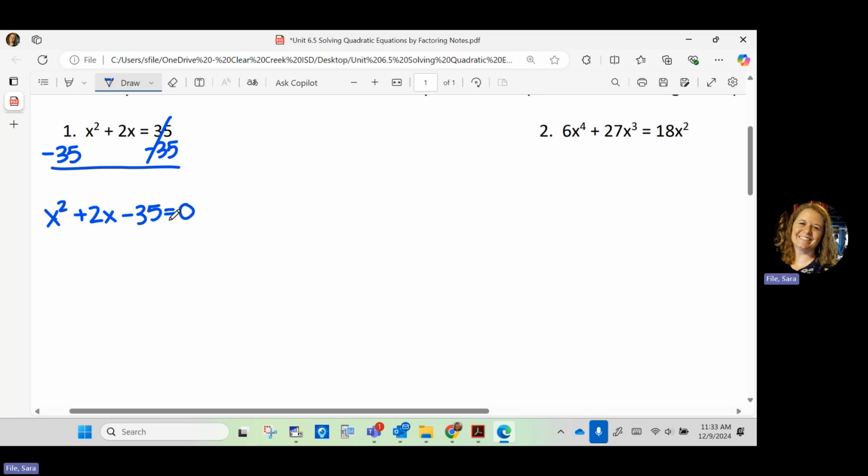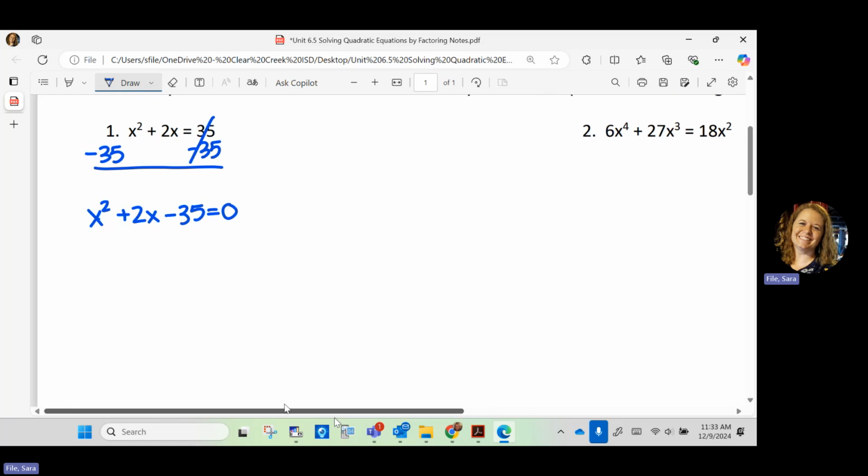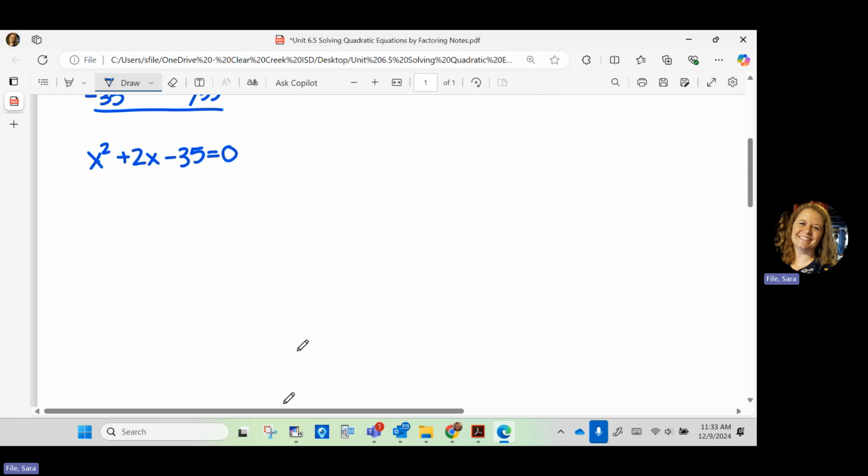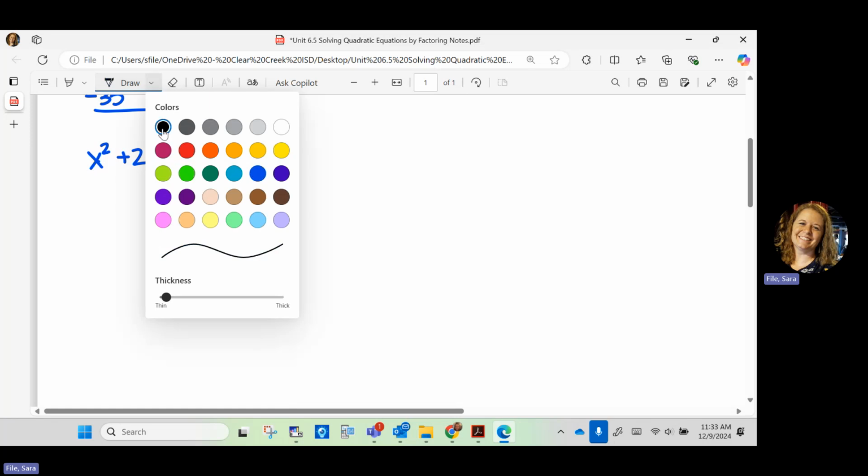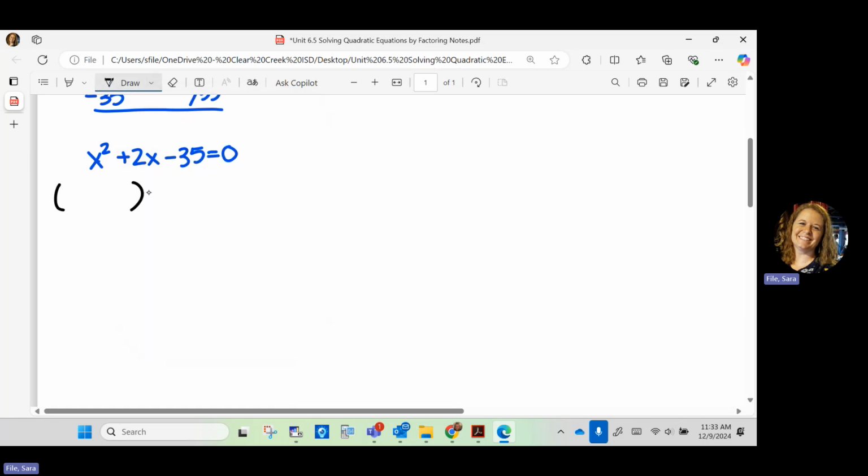Now that's where we started last week. Okay, it's already set up equal to 0. Now we factor. So this was the more basic type of factoring when your a value was equal to 1. Okay, so off to the side here, I'm going to identify my a, b, and c. So a is the understood 1 in front of the x squared, b is the 2 in front of the x, and c is the negative 35 that is the constant.